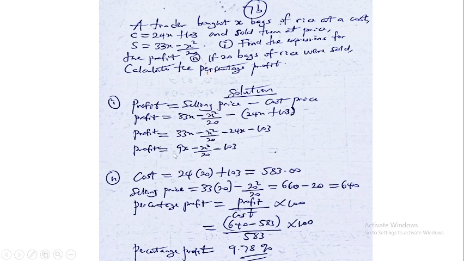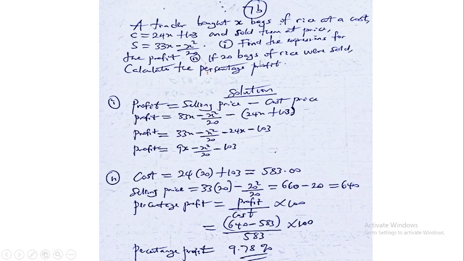So this is the expression for the profit, as you have been asked to find. Then Roman figure 2: if 20 bags of rice were sold, that means you can know the cost price of the 20 bags of rice by putting 20 in place of x here and simplifying. That will give us the cost price.